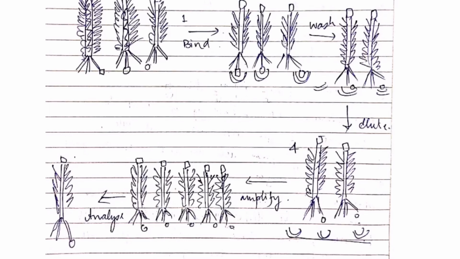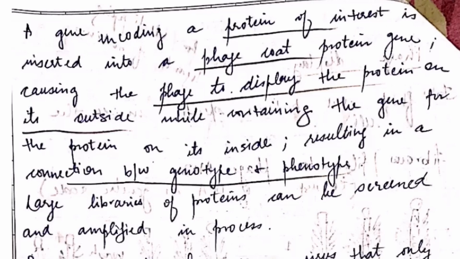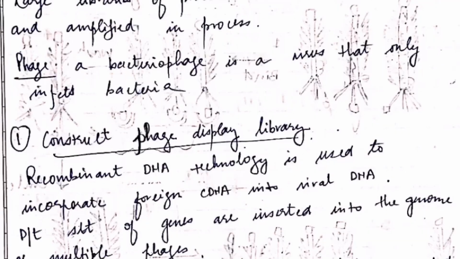And first, let us clear what the term phage means. It is a bacteriophage, that is a virus that only infects bacteria. A gene encoding a protein of interest is inserted into a phage coat protein gene that causes the phage to display the protein on its outside while containing the gene for the protein on its inside. That leads to a connection between the genotype and the phenotype.